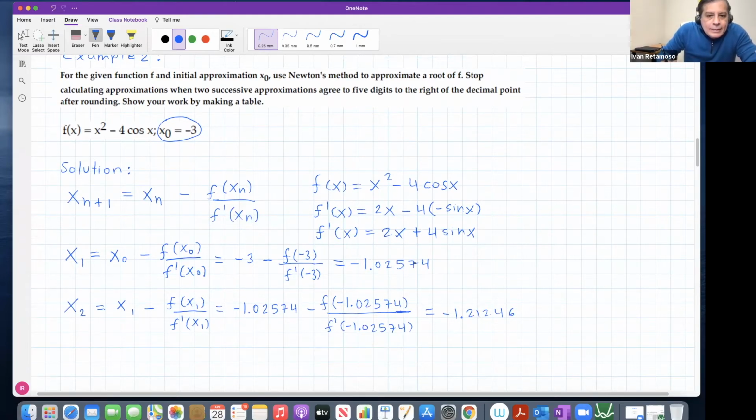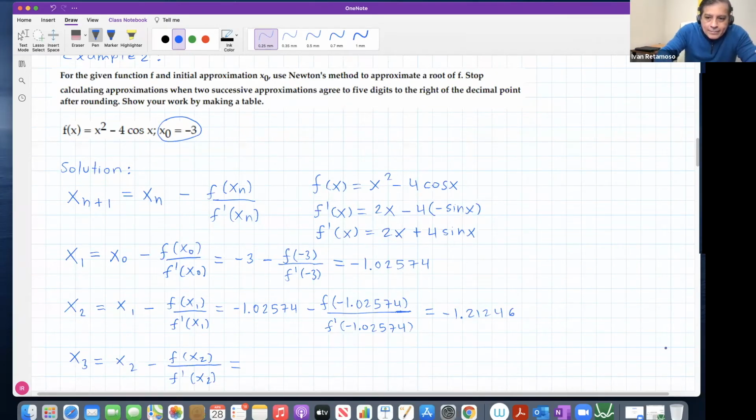Eventually, you will see that they will converge to some number. So now x3. x3 equals what? The previous x2 minus f evaluated at x2, divided by the derivative evaluated at x2. Good. But what is this? Well, now x2 is this guy, so I gotta evaluate the same formula, but at this value.